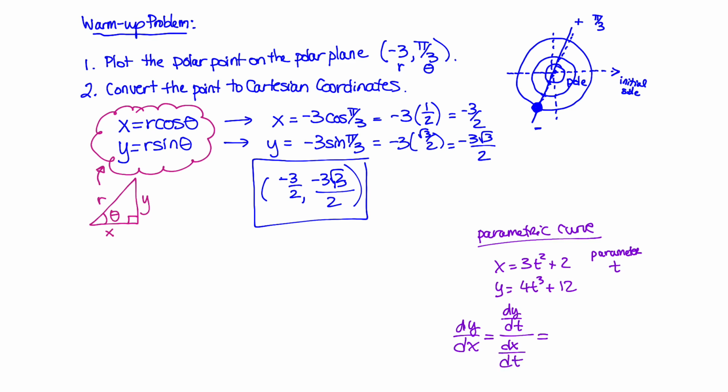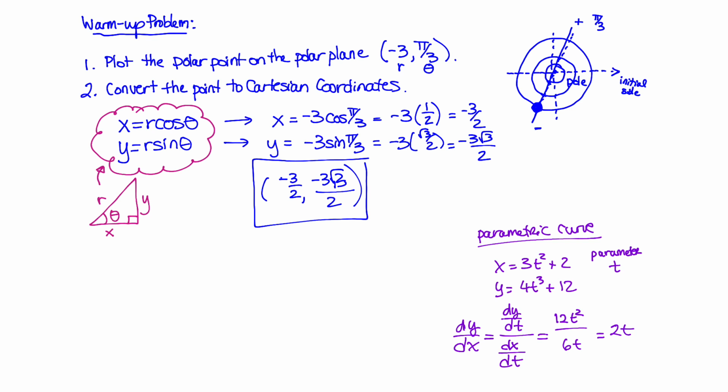Perfect. And somebody else want to help me out here. What's dy/dt? Who hasn't said anything? This one's easy. This is a giveaway. Megan, go for it. 12t squared over 6t, and we could reduce that down to be 2t. Perfect. So we know how to work with parametric curves.